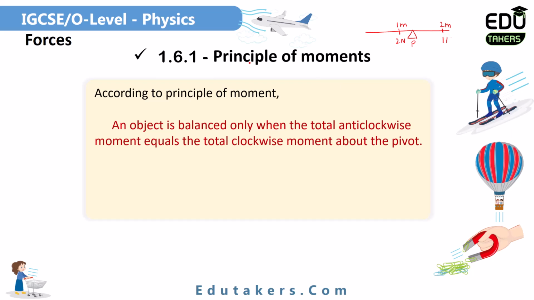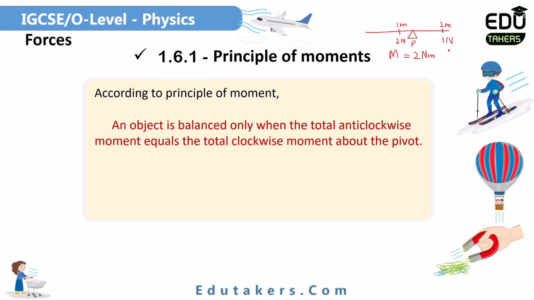Both of these forces are acting in the opposite direction. It means that one force causes the clockwise moment and the other causes the anti-clockwise moment. When you calculate the value of the moment, it would be equal to 2 Newton meter in both of these cases, because the distance is 1 meter and the force is 2 Newton. So the moment comes to be 2 Newton meter. In the second case, the distance is 2 meter and the force is 1 Newton. When you multiply both of these, you get 2 Newton meter.